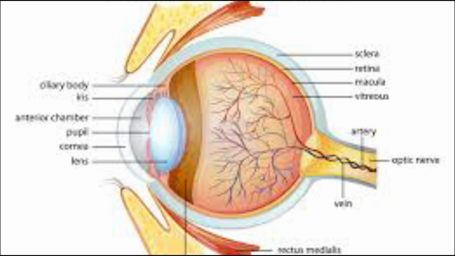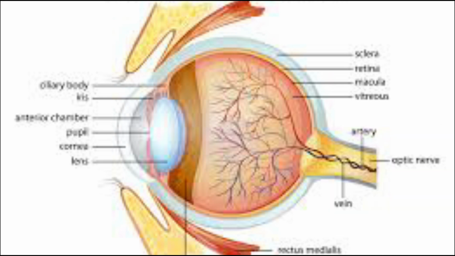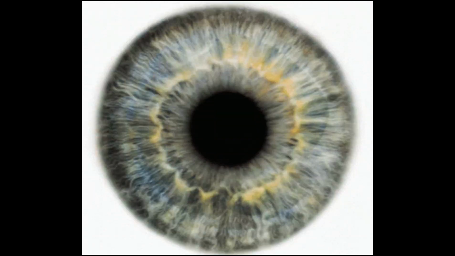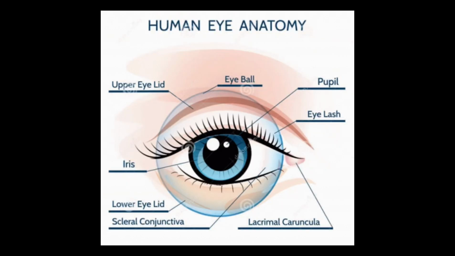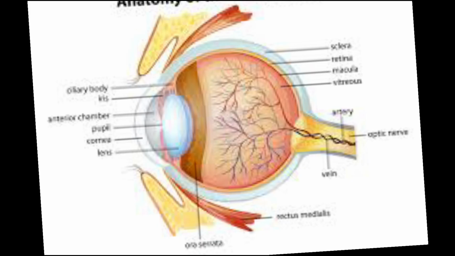The middle structure of the eye consists of the iris, the colored part of the eye which controls the size of the pupil, the black center opening, and regulates the amount of light entering the eye. The pupil adjusts its size to control the light entry. Then the lens, a flexible transparent structure that focuses light onto the retina. It changes its shape for near and far vision. And then the ciliary body. It contains a muscle that adjusts the lens shape and produces aqueous humor, that is the fluid in the eye.